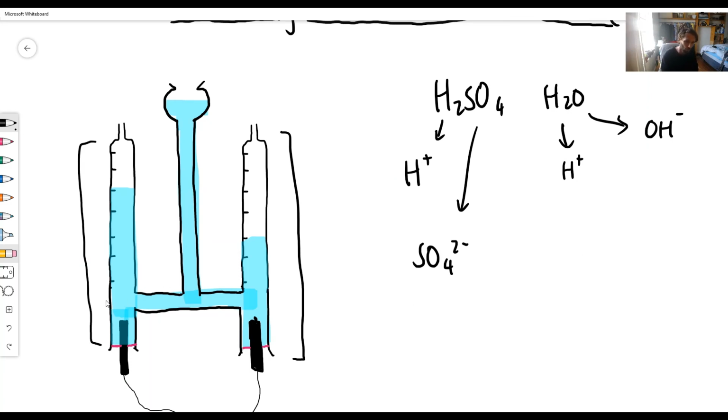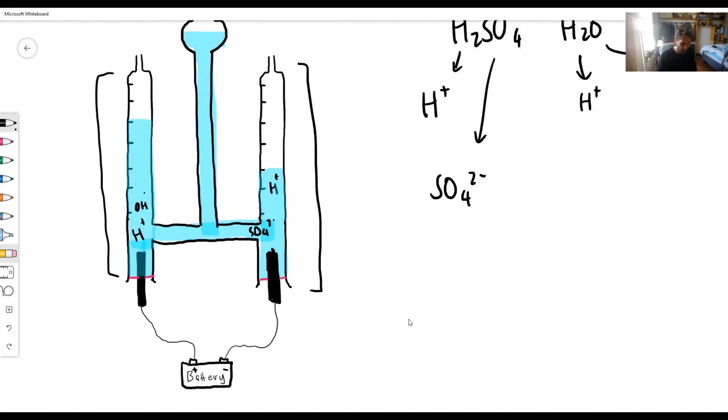So these are all going to be present in this apparatus. So we're going to have H+, we're going to have OH-, SO4 2-, and let's just add some more H+. Okay, so what happens? Well, remember, we have got to rig this up to a battery. This is the positive terminal, so this would then be the anode. Okay, this would be the cathode.